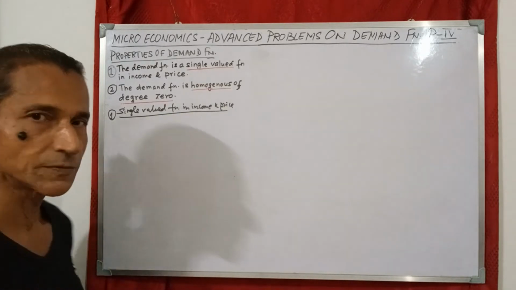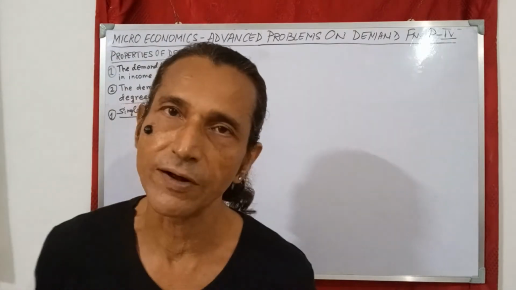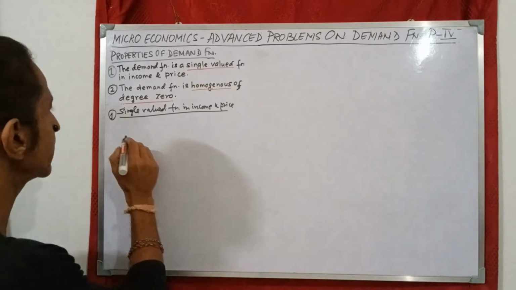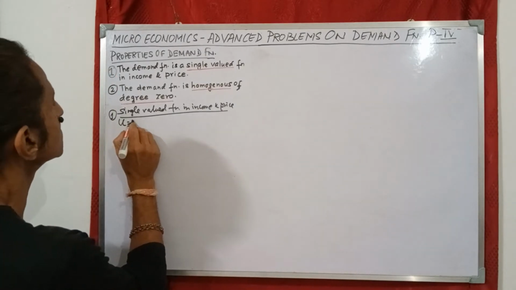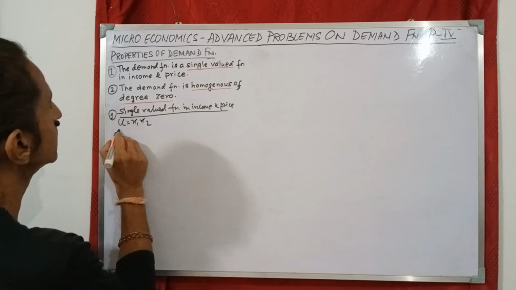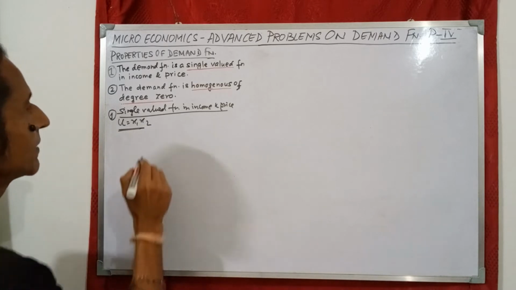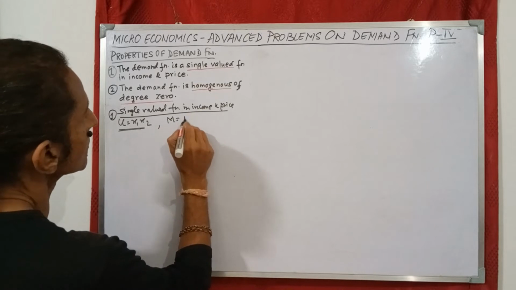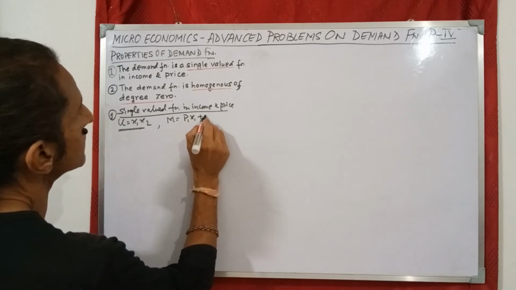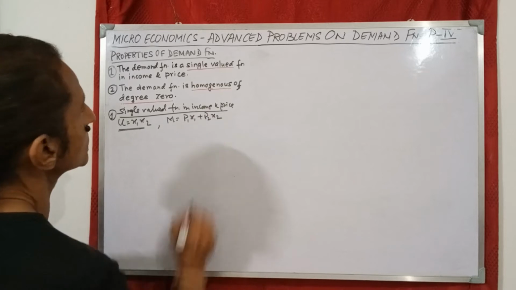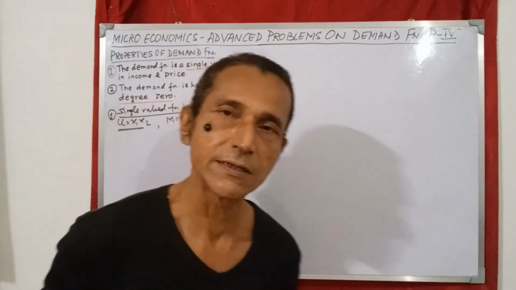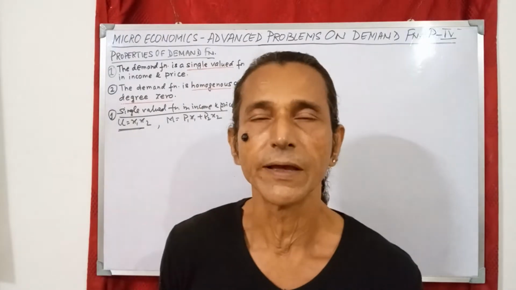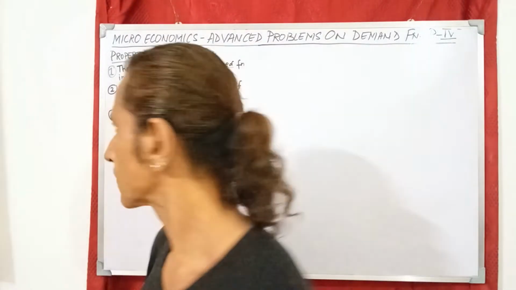We start with the utility function of the consumer, which we assume U equals x1 x2. This is the utility function, and the budget constraint is m equals p1 x1 plus p2 x2, where m is the income of the consumer and p1 and p2 are prices of x1 and x2 respectively.